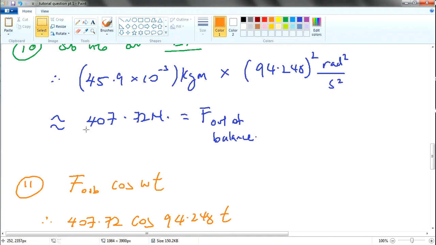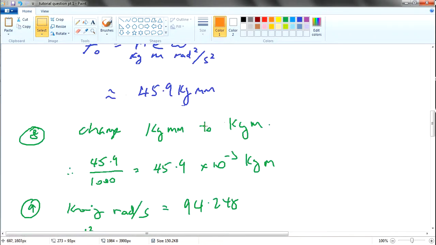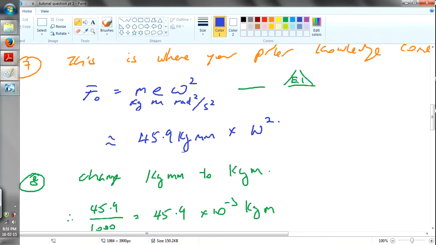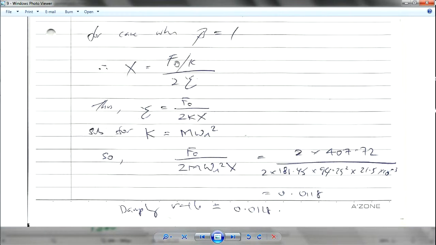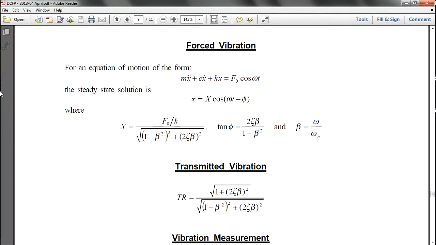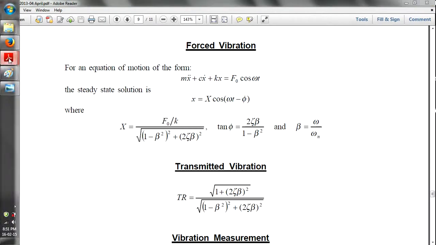So in other words, this is still the same. This whole thing is equal to this. Just that I didn't write it properly. It should have been multiplied by omega squared. But nonetheless, you should understand. So I just sub in my F0 and then divide by k, because we have the formula over here. We don't know our k.